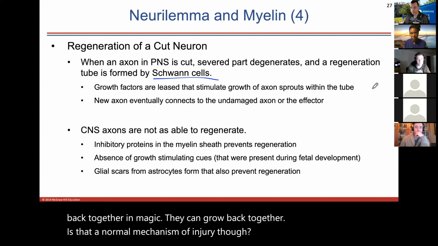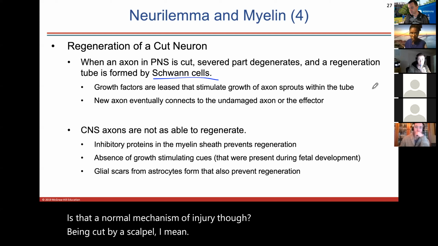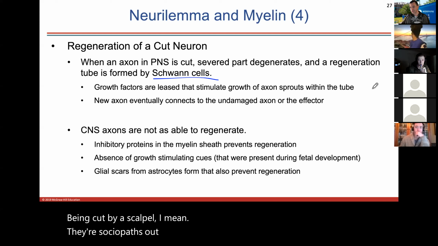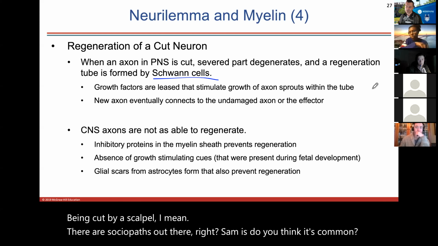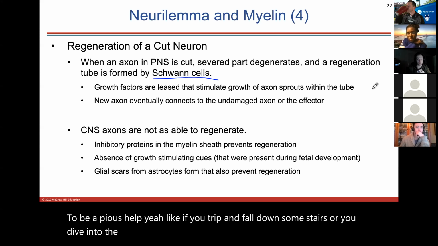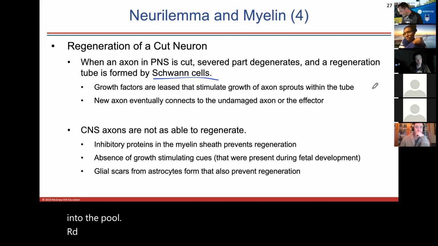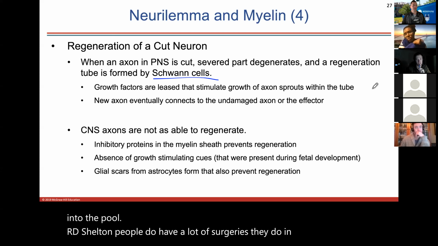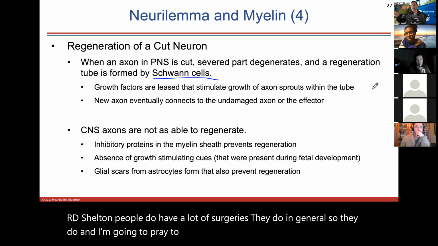Being cut by a scalpel? I mean, there's sociopaths out there, right? Sam, do you think it's common to be cut by a scalpel? Yeah. I mean, if you trip and fall down some stairs, or you dive into the pool. No, there's not going to be a rogue scalpel, but people do have a lot of surgeries in general. So I would figure they do. Yes. And I'm going to pray to all the gods that the doctor doesn't cut my nerves.